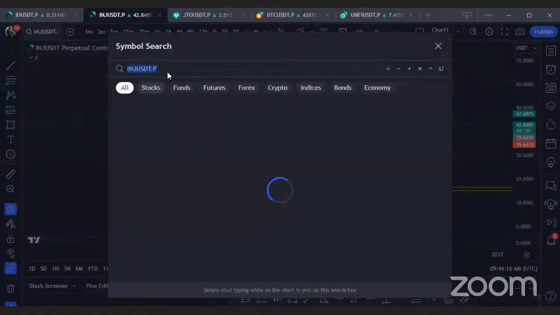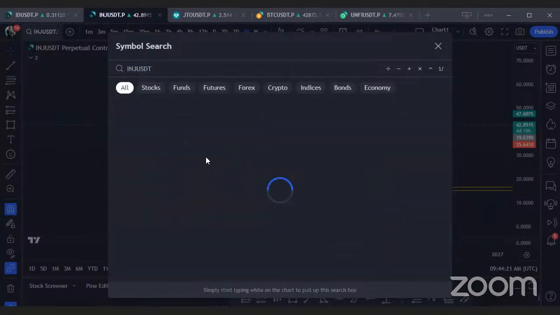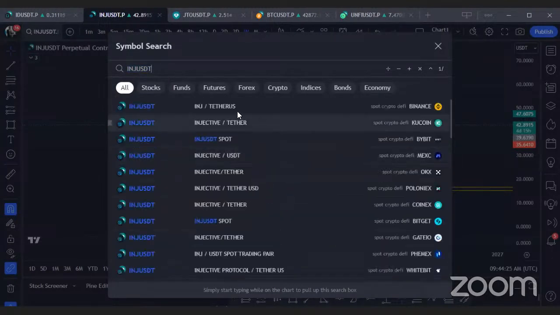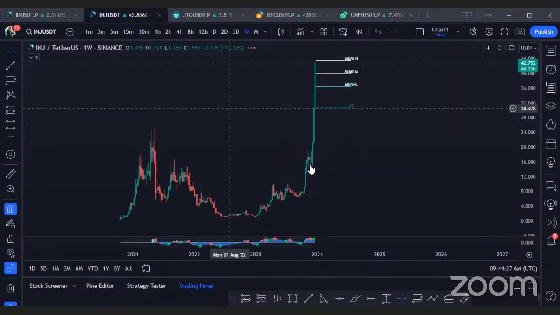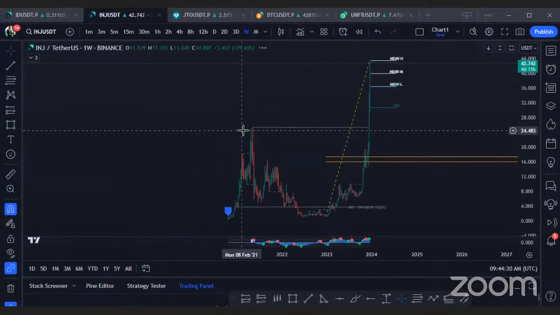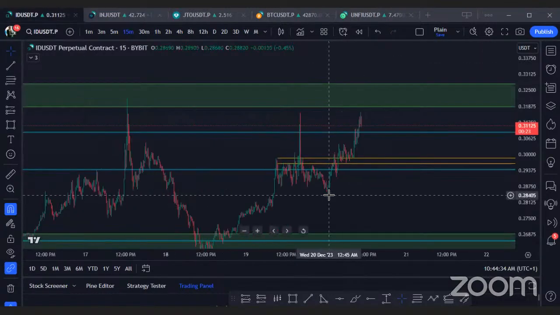So let me see Injective on the all-time high. Let's check the spot price. The all-time high for Injective was... anyway, it has not been long since it was listed on exchanges, so I can't really say.